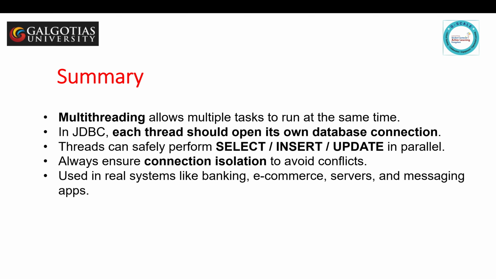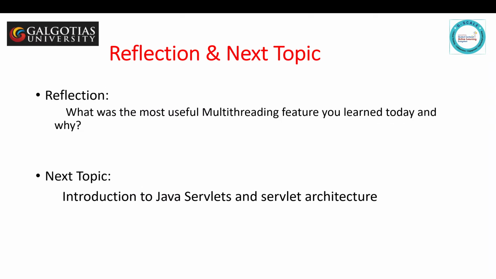Let us summarize today's session. Multithreading allows multiple tasks to run at the same time. In JDBC, each thread must open its own database connection. Multiple threads can safely perform insert and update operations in parallel. Connection isolation is very important to avoid conflicts. This concept is widely used in real world systems such as banking, e-commerce servers, and messaging applications.